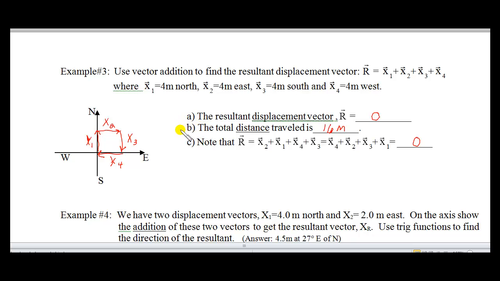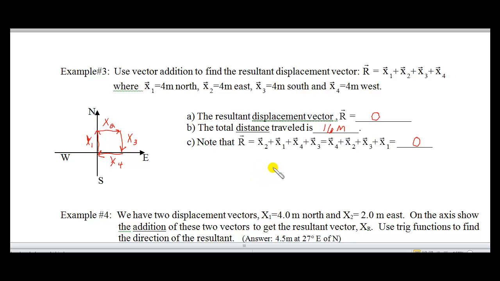On the other hand, if we ignore direction and look at the total distance, the scalar quantity traveled, then we come up with 4 plus 4 plus 4 plus 4 equals 16 meters. Note that we could add these vectors in any order that we please. That is, we will always get the same result.